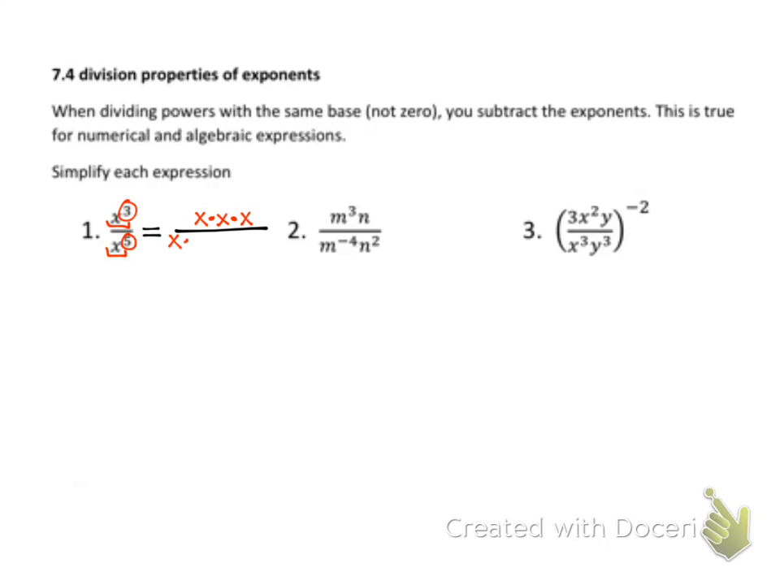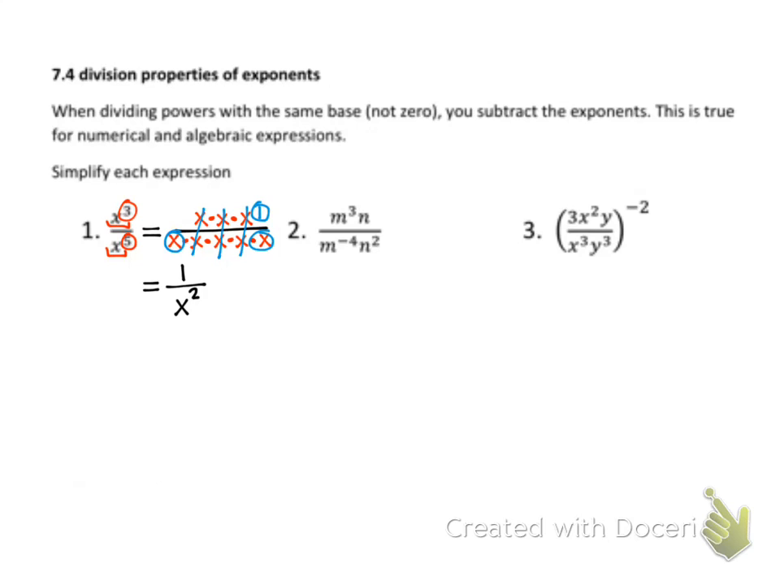X to the third becomes x times x times x, and x to the fifth becomes x times x times x times x times x. What we can then gather is 3 of those x's will cancel out, leaving us with 1 on the top and 2 x's on the bottom, which simplifies to 1 over x squared.